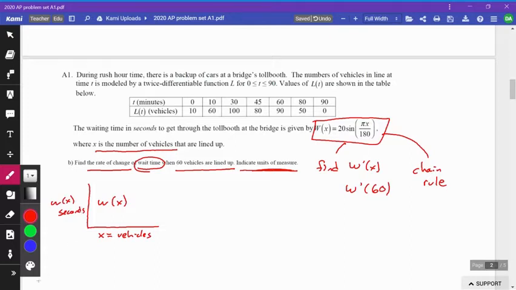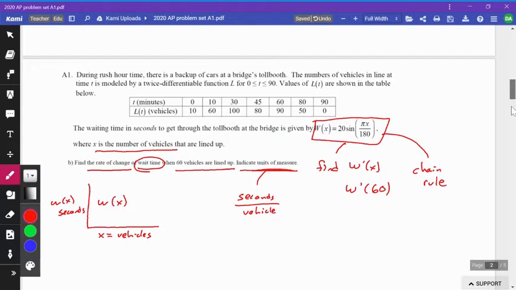So when I figure out my slope, remember my slope is dy over dx, or my y's over my x's. So my units of measure is going to be seconds over vehicle. Okay, so that is part B.